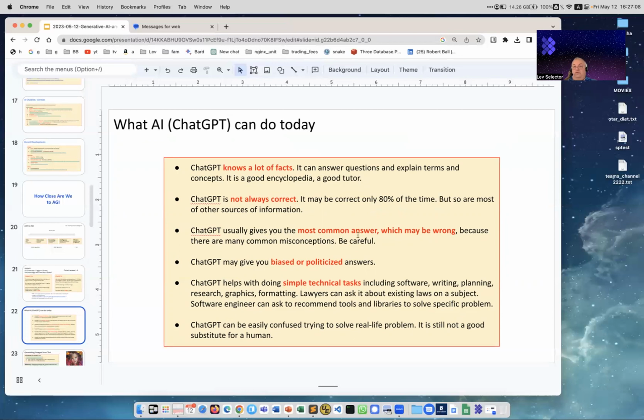ChatGPT usually gives you the most common answer, which may be wrong, because the crowd may be wrong, right? There may be only one person in the crowd who is right, but ChatGPT will give you the "crowd" answer. So you have to be careful. ChatGPT may give you biased or politicized answers. Yes, that's true. ChatGPT helps with simple technical tasks, including software, writing, planning, research, graphics, formatting. Lawyers can ask it about existing laws on a subject. A software engineer can ask it to recommend tools or libraries to solve specific problems. ChatGPT can easily get confused trying to solve a real-life problem. It is still not a good substitute for a human, that's for sure.